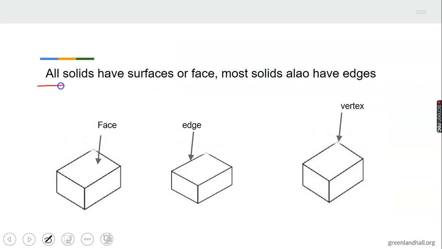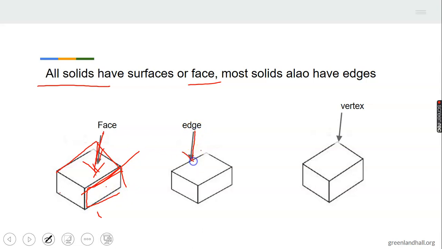Now, all solids have surfaces or faces. Most solids also have edges. Now, like I said before, this place is called the face. This is one face here. This is one face here. As far as we are concerned, we can only see this face and this face. Now, where these two faces meet, this is one face and this is another face, is called an edge.